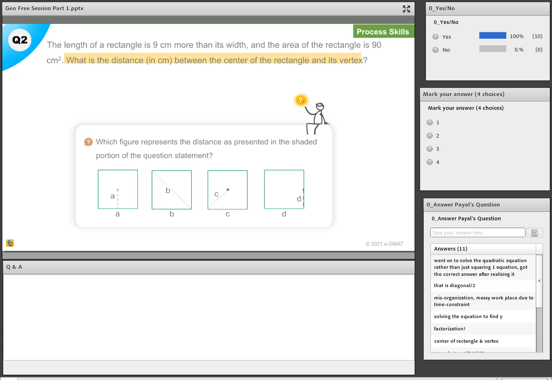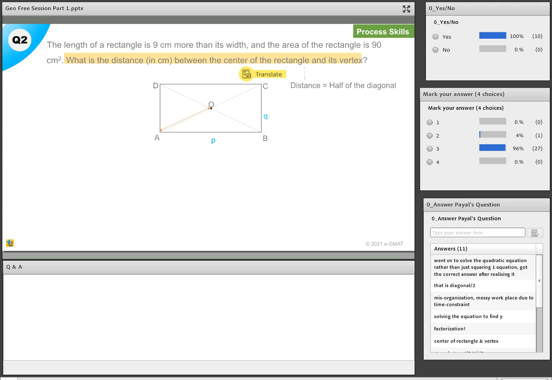It is choice 3. Absolutely. Choice 3 or choice C. You go from the center to the vertex, which means you need to understand what vertex means, right? So for those of you who were not able to translate this visually in this form, you need to work on your translation skills. Okay, that's very important. That's my feedback to you.